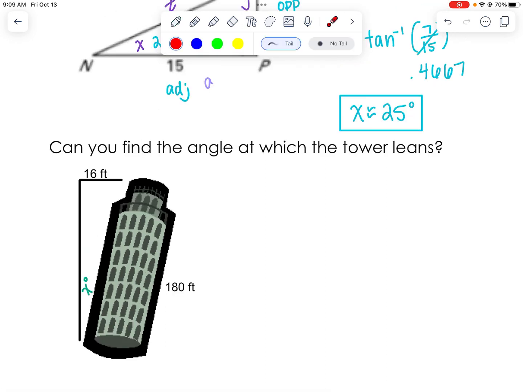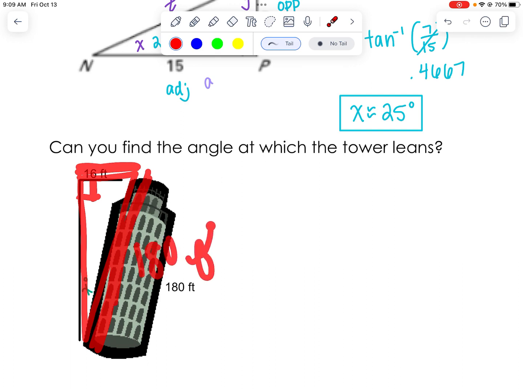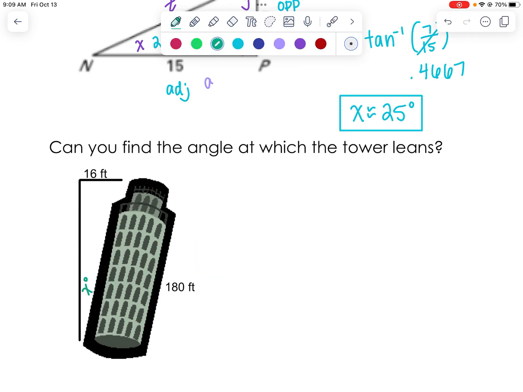So I do have a right triangle here. There's my right angle. This piece is 16, and this piece right here is 180 feet. So that's across from the box. That 180 is going to be my hypotenuse. And if I look at 16, 16 is opposite of the angle that I'm looking for, so that's my opposite. I don't have my adjacent.